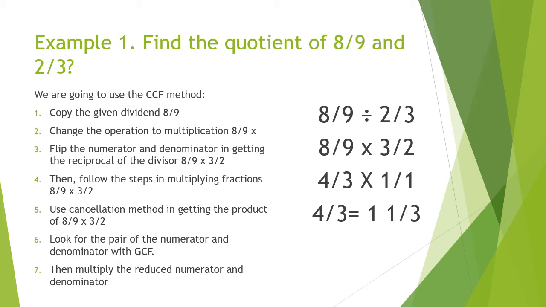Then follow the steps in multiplying fractions. 8/9 times 3/2. Use cancellation method in getting the product of 8/9 times 3/2. Look for the pair of numerator and denominator with GCF.